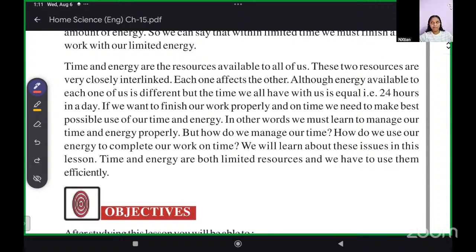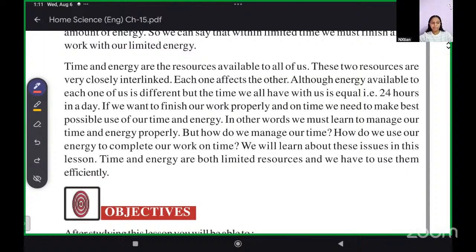Now, time and energy are interlinked. Okay, how? Because in our time we do a lot of activities, and all of them require energy. Okay, all of them utilize energy. So that is how energy and time are interlinked. Also, energy is different for everyone.